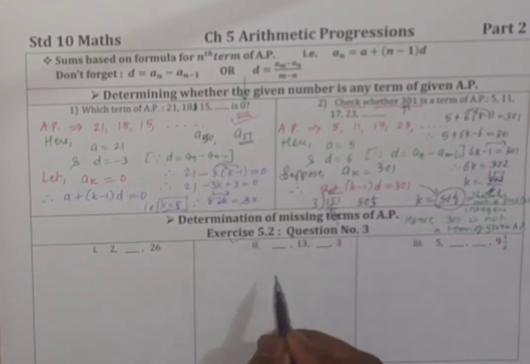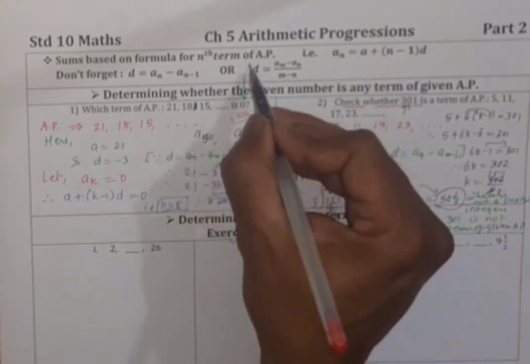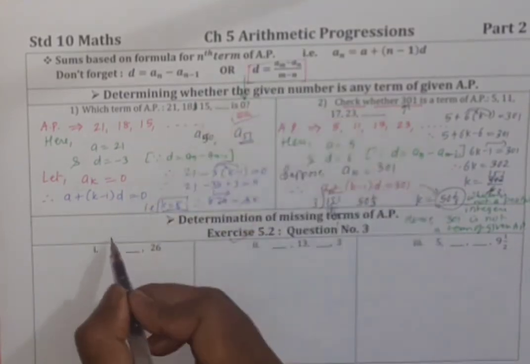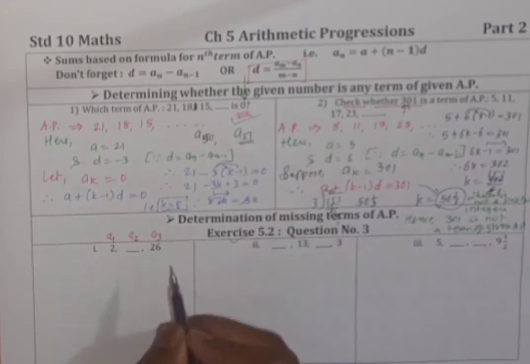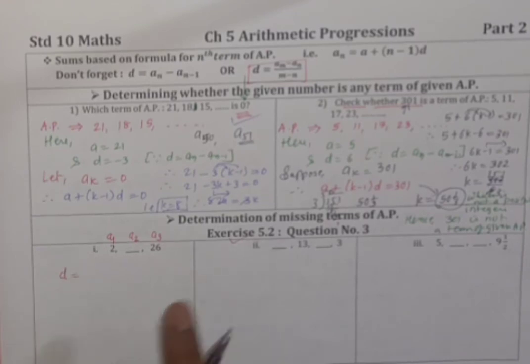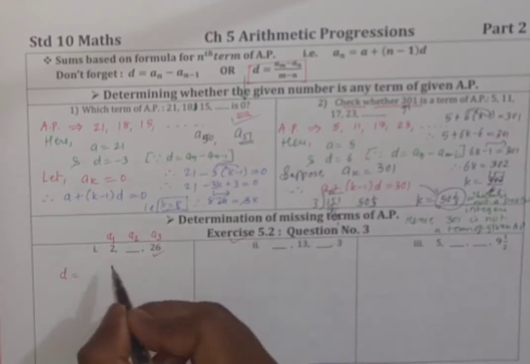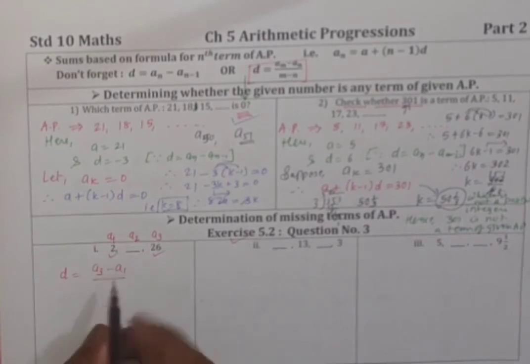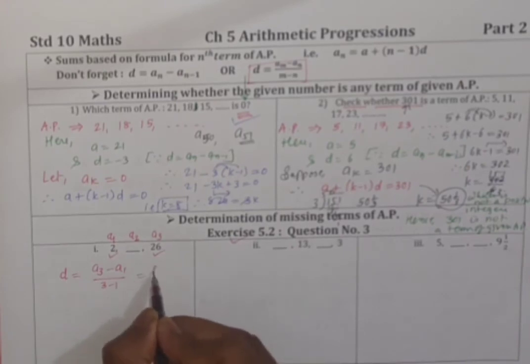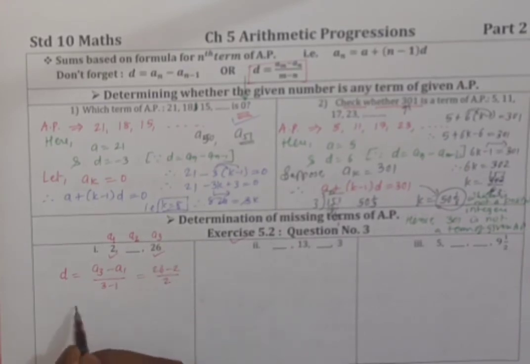And this is from exercise 5.2, question number 3. Alright. Which term is here? Children, अब ये फॉर्मूला काम लगेगी आपको. Term number 1 A1, term number 2 A2 is missing, term number A3. Now you know common difference D ढूंढ लेते हैं. हमारे पास available है A3 and A1. So D equals A3 minus A1 upon 3 minus 1. That is 26 minus 2 upon 2, that is 24 upon 2, and that is 12. So common difference is 12.